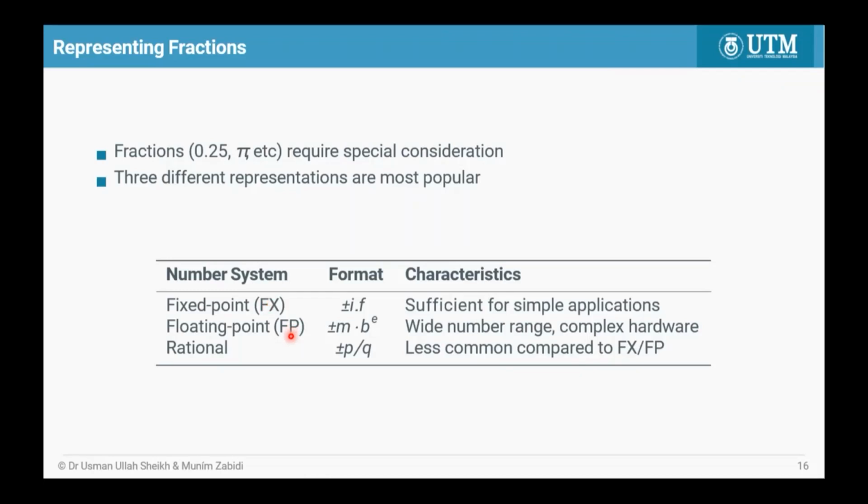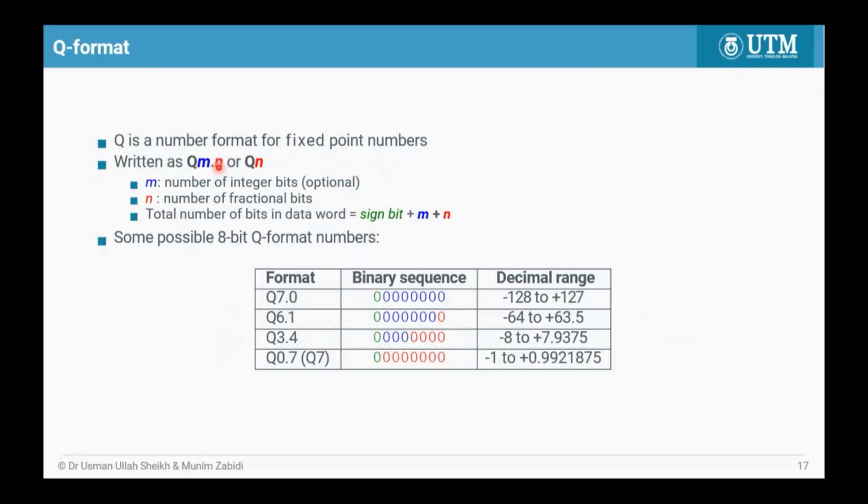Okay, so let's look at the Q format. Q format is a number format for fixed point numbers, which is written as QM.N or QN. So what do M and N represent? M is the number of integer bits, and N is the number of fractional bits.